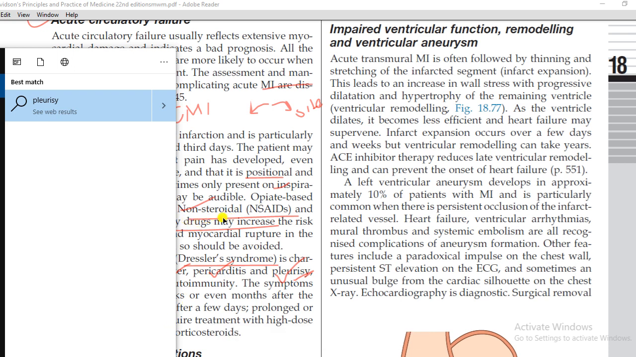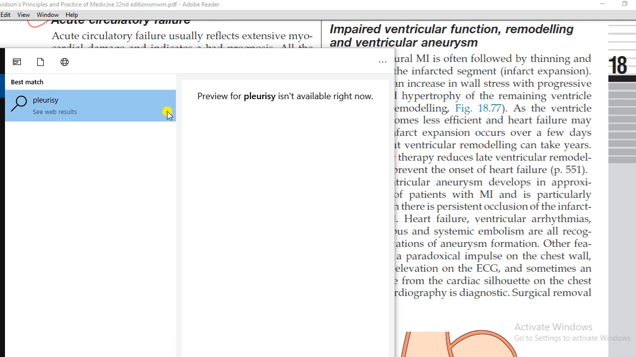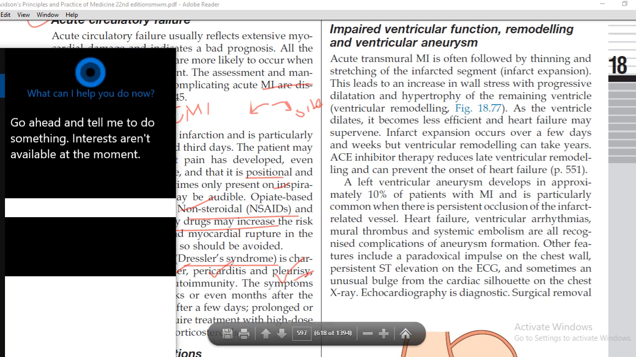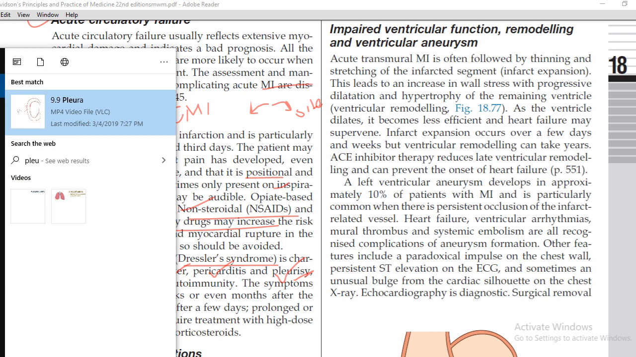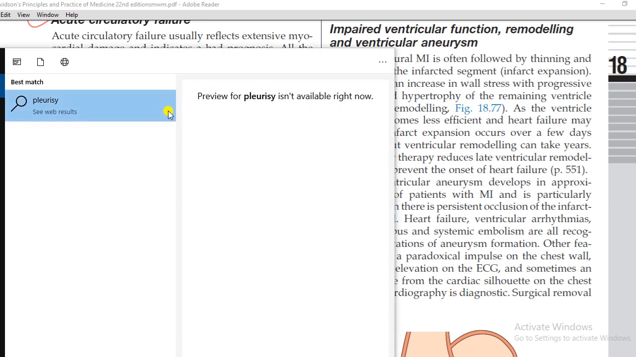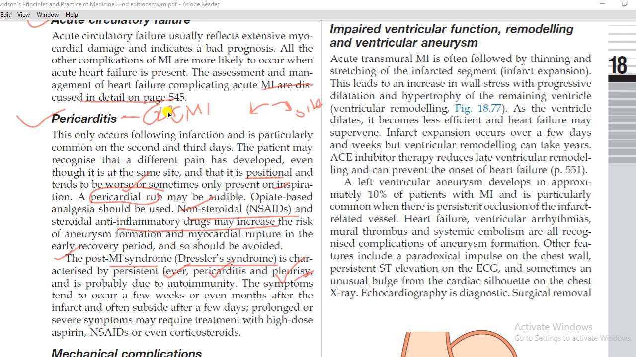There's fever, there's pain, there's pleurisy. Isn't it the same word? Pleurisy. What happened? Just a minute. I think I just turned off the mic.